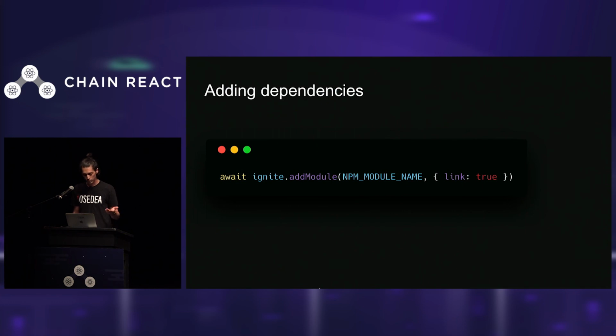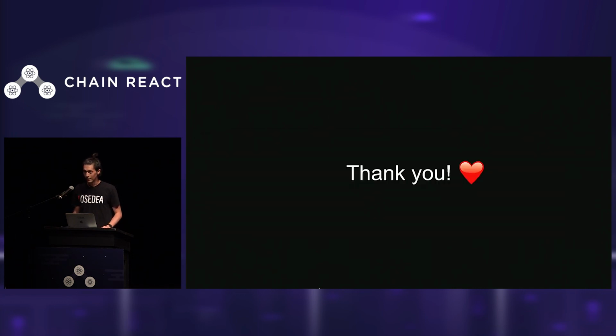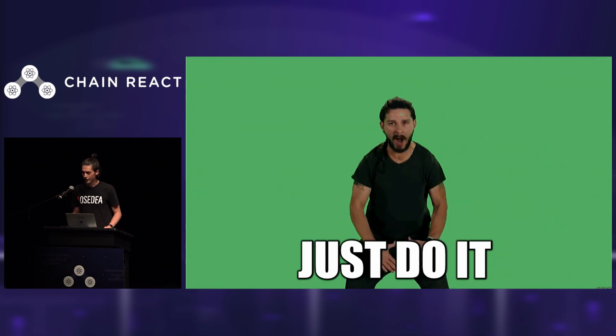Adding dependencies is really easy. You call Ignite add module with the name of the dependency. You can specify a version, and if you want to run React Native link after or not. And that's how it goes. Thank you. And yeah, just do it.